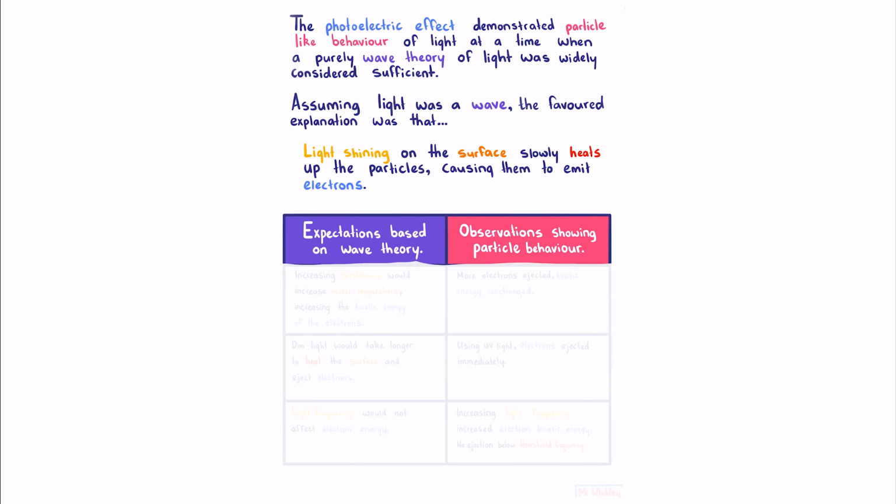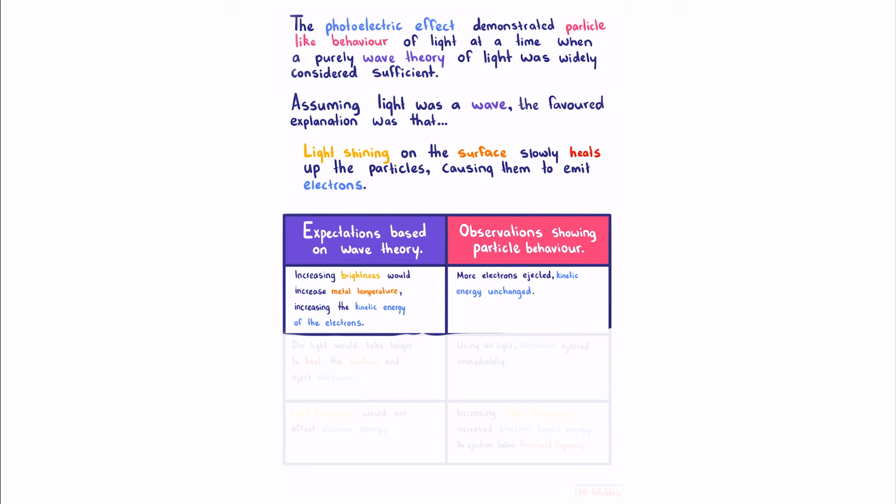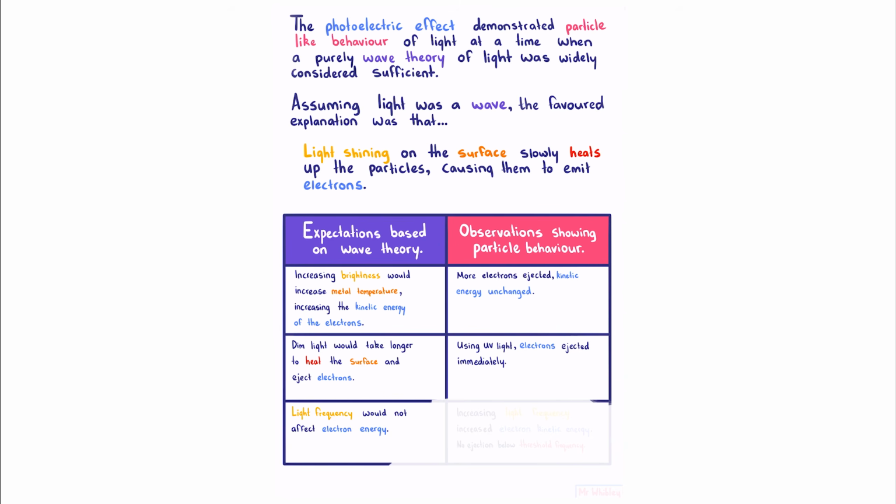particle-like behaviour. Based on the wave theory of light, we would expect that increasing brightness would increase metal temperature and increase the kinetic energy of the electrons. In reality, more electrons were ejected and the kinetic energy was unchanged. Based on the wave theory, we would expect that dim light would take longer to heat the surface and eject electrons. In reality, using UV light, electrons were ejected immediately. Based on the wave theory, light frequency would not affect electron energy, when in reality, increasing light frequency increased electron kinetic energy, and there was no ejection below a threshold frequency.